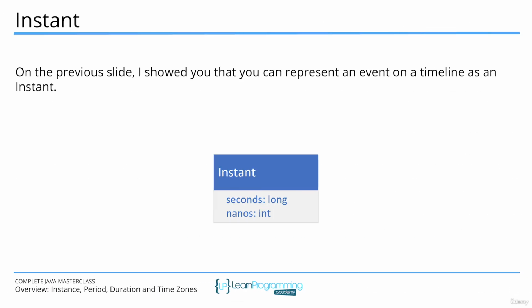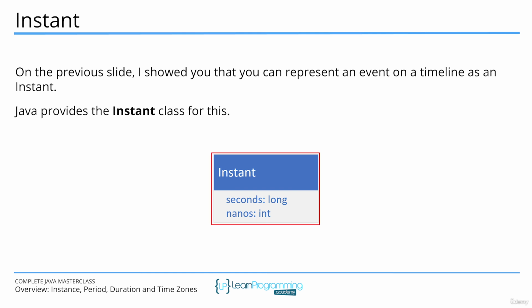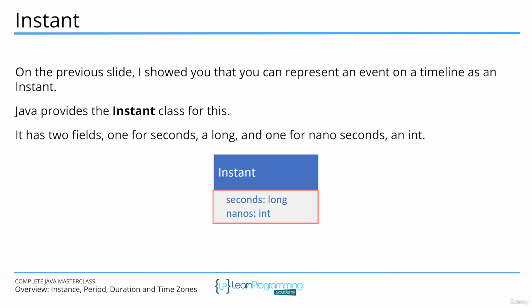On the previous slide, I showed you that you can represent an event on a timeline as an instant. Java provides the Instant class for this. It has two fields, one for seconds, a long, and one for nanoseconds, an int.